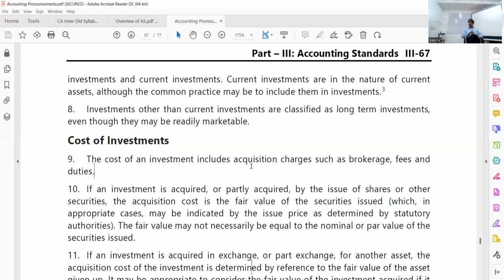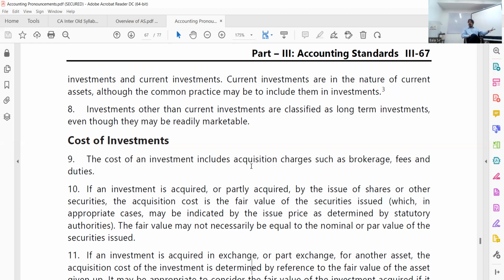But right now, do remember para 9: on initial recognition, you should recognize investment at cost. And the cost definitely includes the price you pay for the investments, and also other acquisition charges, such as the brokerage or fees you pay to the broker, the middleman, and any duties and other taxes payable on acquisition, right? This is on day 1, you should recognize investment at cost.